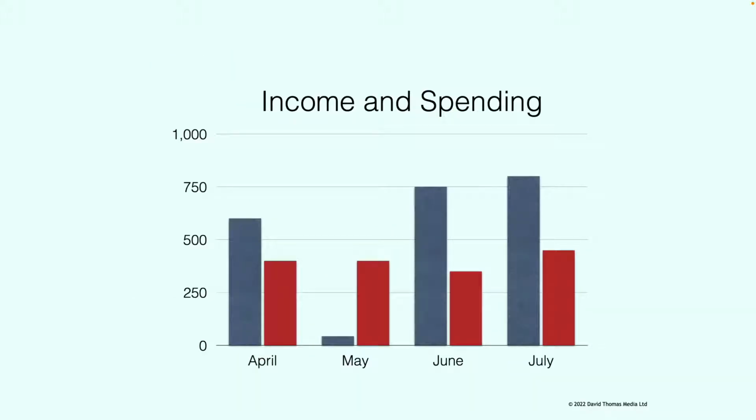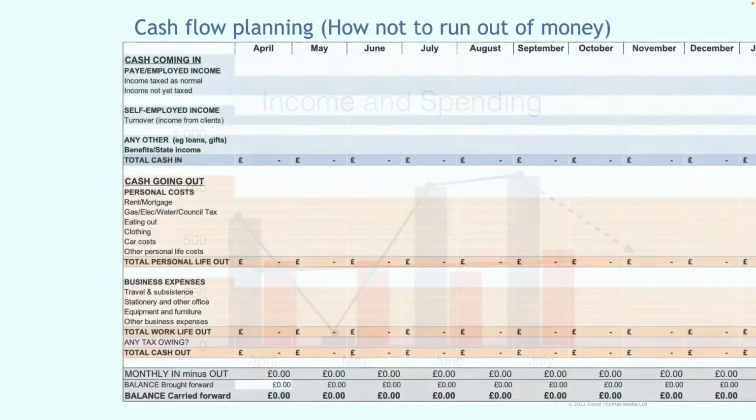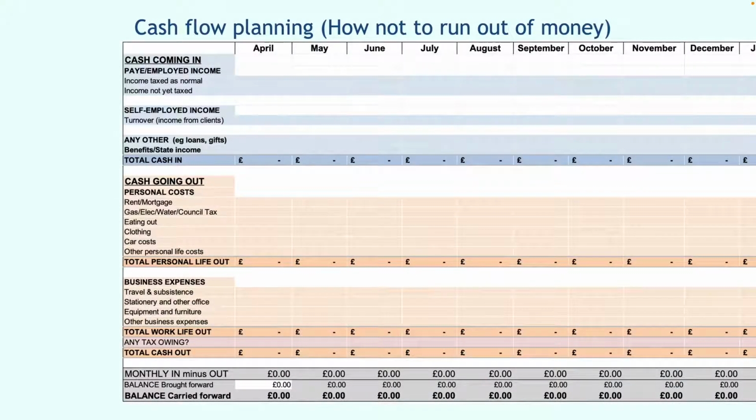What we're really trying to do is plan for the fact that your spending might have to be the same each month because you've got rent and food to pay for, but that your income will vary. So what we're going to do is show you a tool, a cash flow planner you can download from the free stuff page at davidthomasmedia.com, and it will help to flatten out a lot of this. It's a special sheet that I devised specifically for freelancers, particularly PAYE freelancers and sole traders.